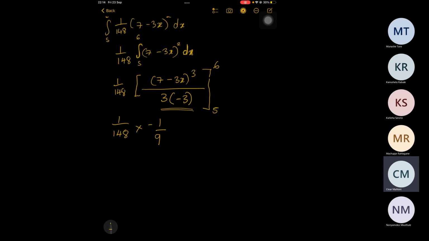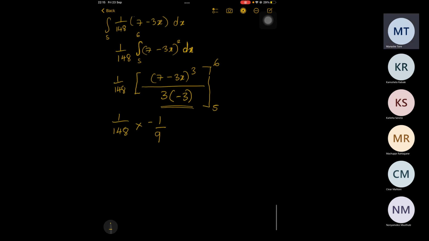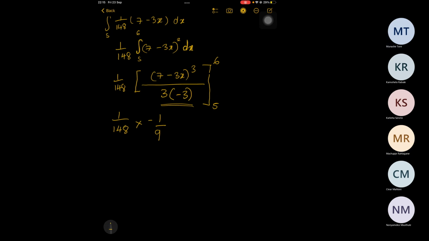Sorry, can I please ask? Yeah. You're saying we should divide by the integral inside, the negative 3x. But then when we integrate 3x, isn't it going to be... Oh, 3x squared? Sorry, the derivative. Oh, okay. Yeah, you'll be multiplying by the derivative. Okay, cool. So it's going to be 7 minus 3x to the power 3, isn't it? Then what are your limits? From 5 to 6.